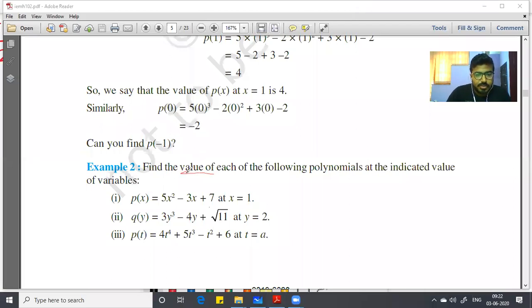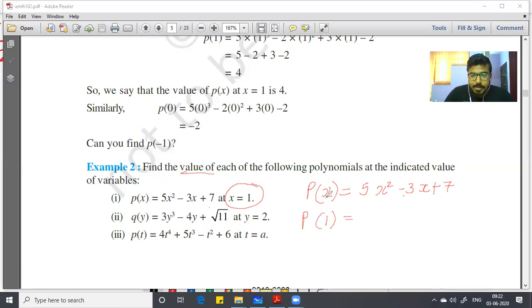So you have to find out the value when x is equal to 1. x is equal to 1 आपको find out करना है. ये है p of x. p of x यानी आपका फंक्शन होता है. Okay, p of x is known as a function. यहाँ पर फंक्शन है आपका 5x square minus 3x plus 7. Okay, now p of 1 करना है. p of 1 करना है.